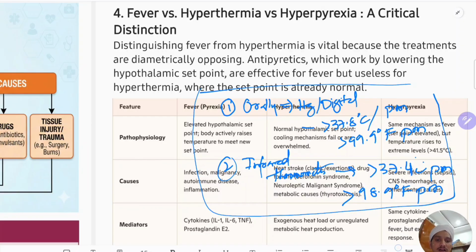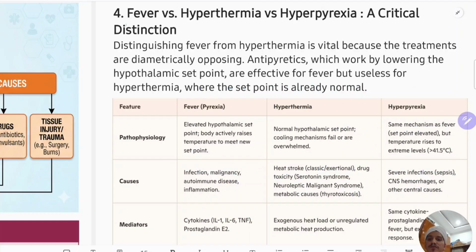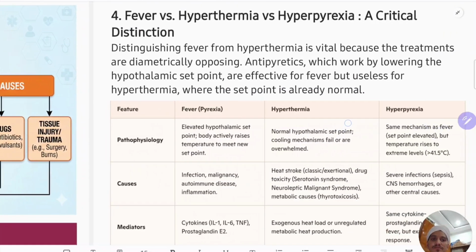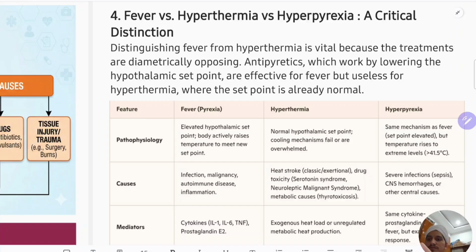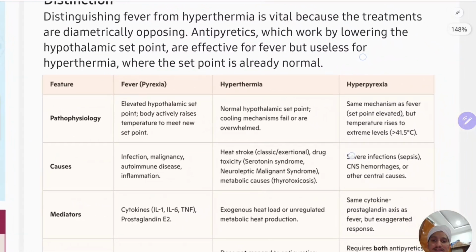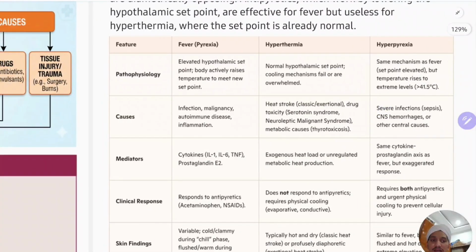Okay, now fever versus hyperthermia versus hyperpyrexia, we need to distinguish when we document fever. Distinguishing fever from hyperthermia is important because the treatments are diametrically opposing. Antipyretics, which work by lowering the hypothalamic set point, are effective for a fever but useless for hyperthermia, where the set point is already normal. So that's why having the difference is important.